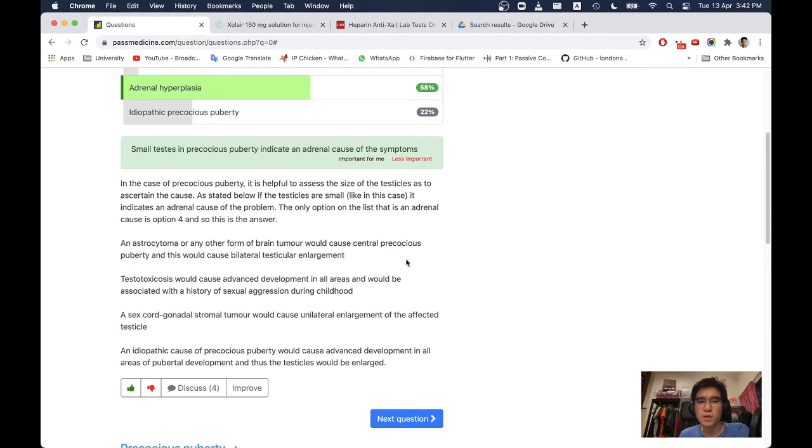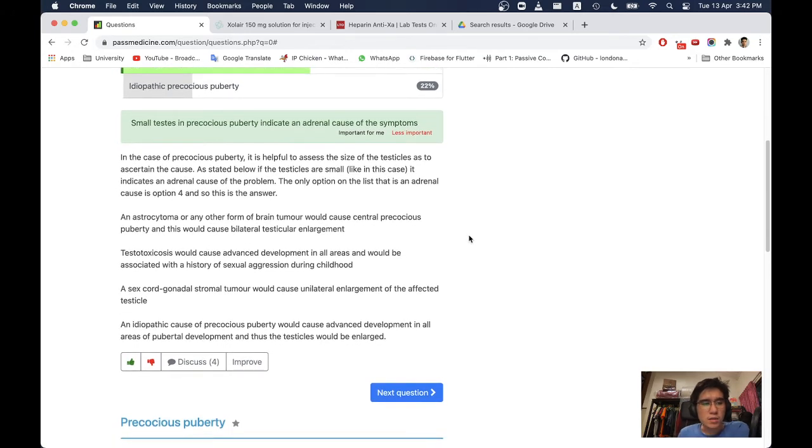Why though? Why, if the testes are small, is it an adrenal cause? An astrocytoma or any other form of brain tumor would cause central precocious puberty, and this would cause bilateral testicular enlargement. Oh, what's an astrocytoma though?